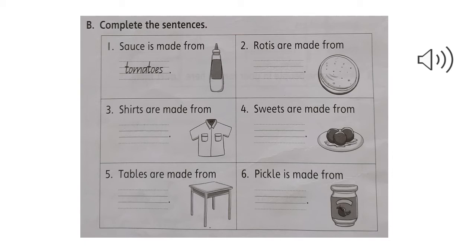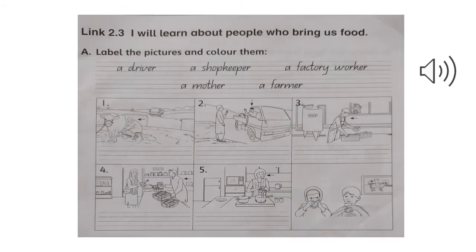How do we make roti? From which thing do we make roti? We make roti from wheat. We first grind the wheat and then comes the flour. So we make the roti from the flour. So you have to do the other ones by yourself.